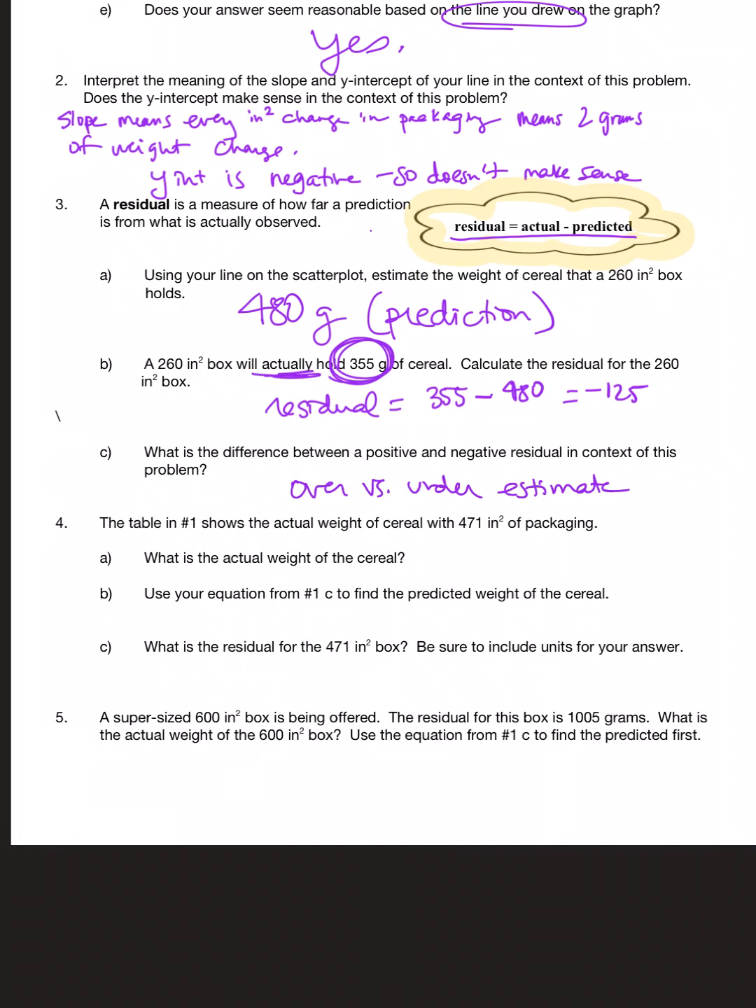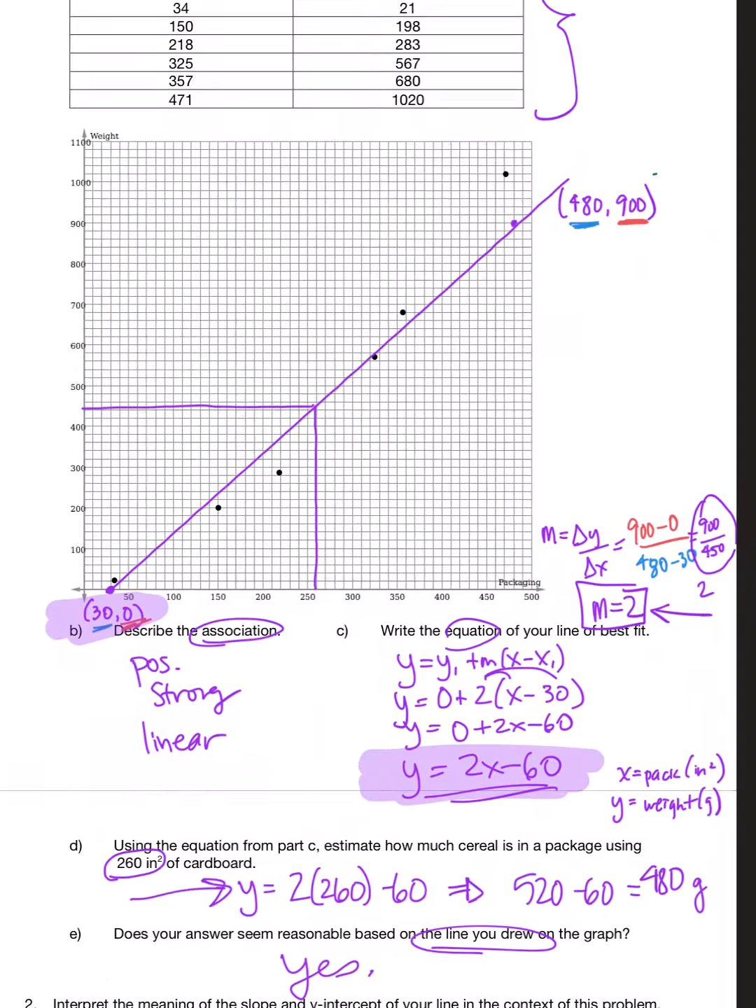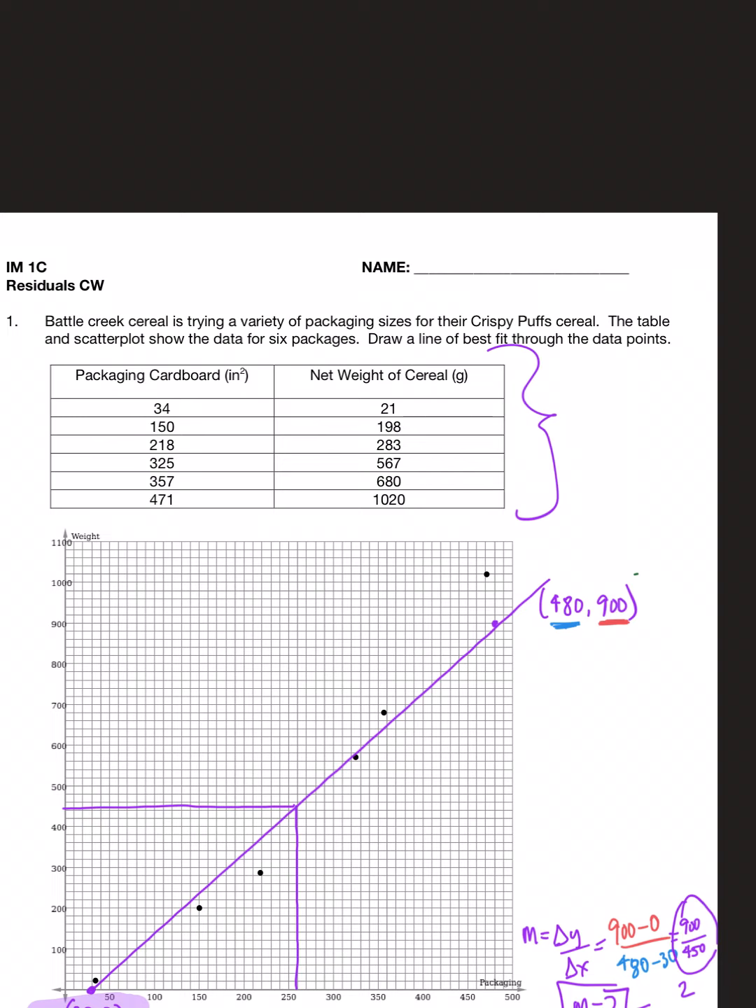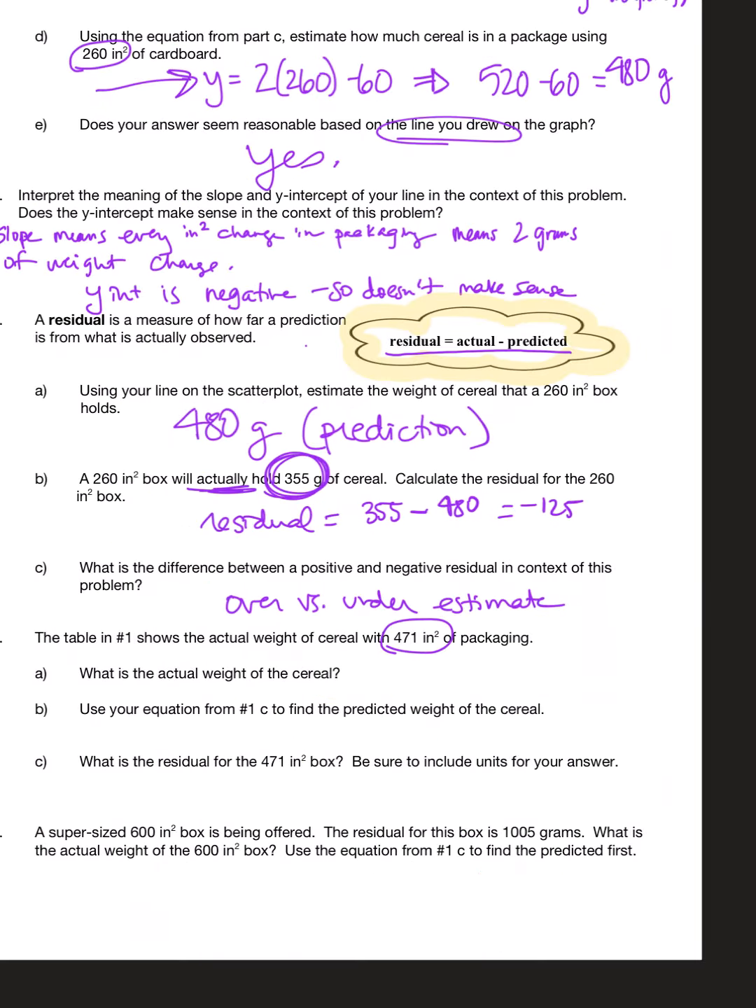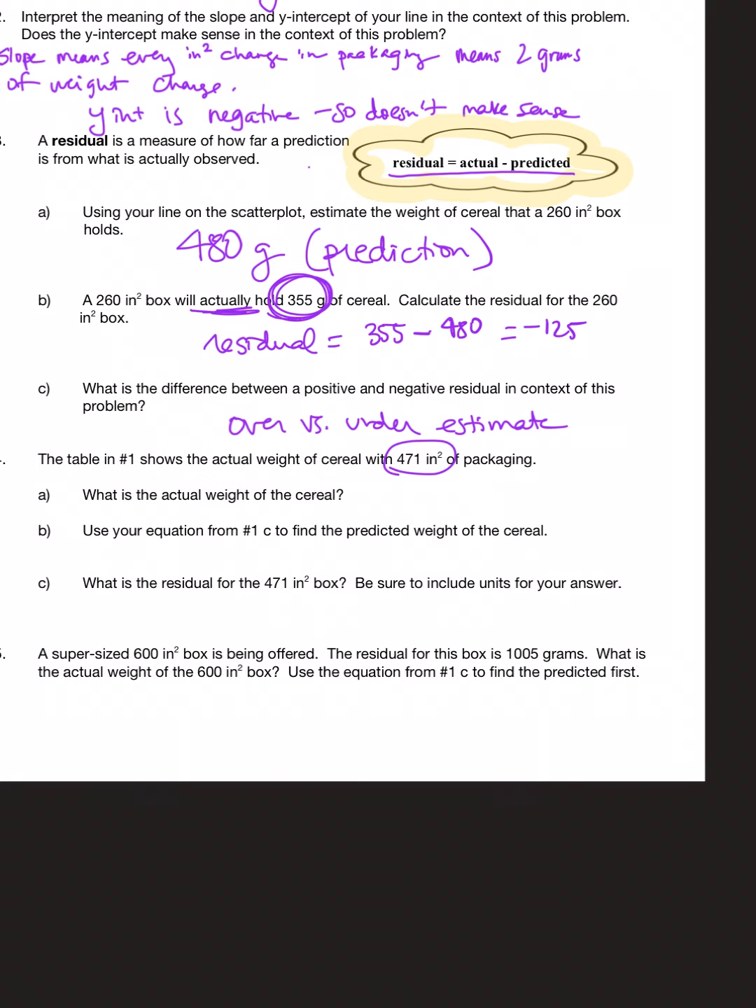Okay, so table number 1 shows the actual weight of cereal with 471 inches of packaging. Let's go find that. So I'm looking right here. 471 inches squared of packaging equals 1020. Let me just remember that, 1020. So the actual weight is 1020.